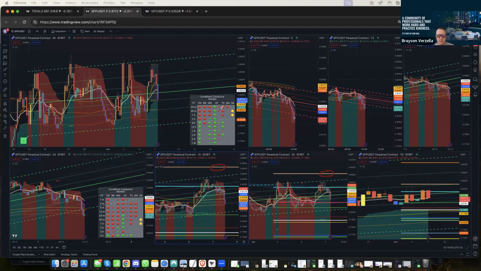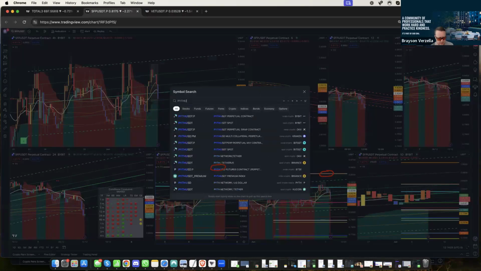When you do this chart, would you change it to PYTH? Oh yeah, you would definitely change it to whatever you're working with. So in fact, let's do that. Let's go to PYTH, so we could kind of see what was going on.